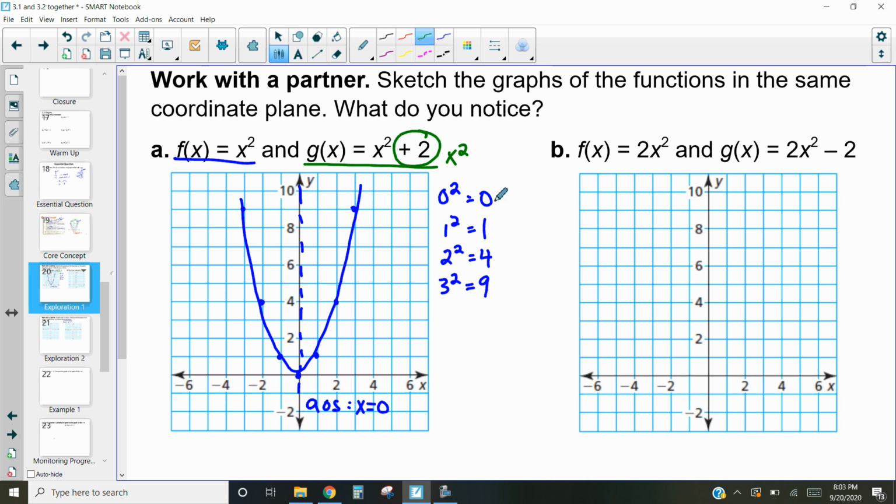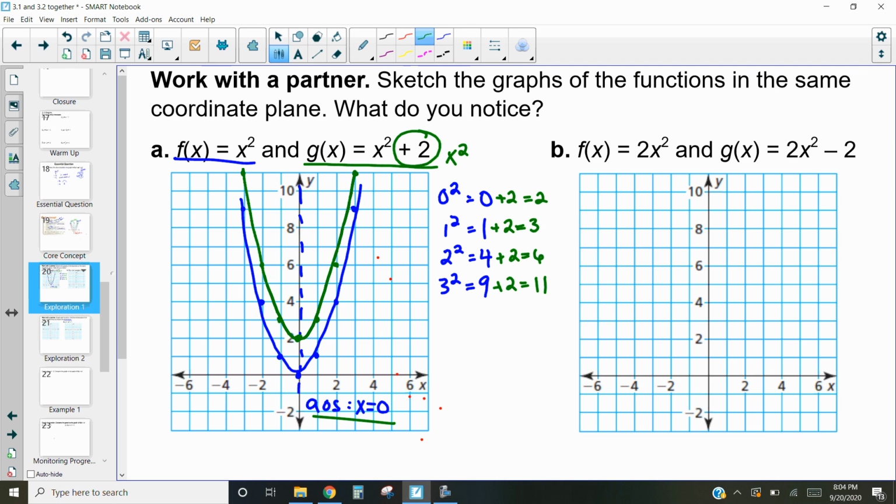So in our new one, we are adding 2 to all these values. So instead of being at 0, I'm going to start here at 2. Instead of being at 1, I'm going to go up to 3. Instead of being at 4, we're going to go up to 6 when we have x equals 2. And instead of being at 9, I'm going to go up to 11. And remember, we're symmetric about the y-axis here, or x equals 0. And so it's going to look exactly the same over here. And here's what our graph looks like.